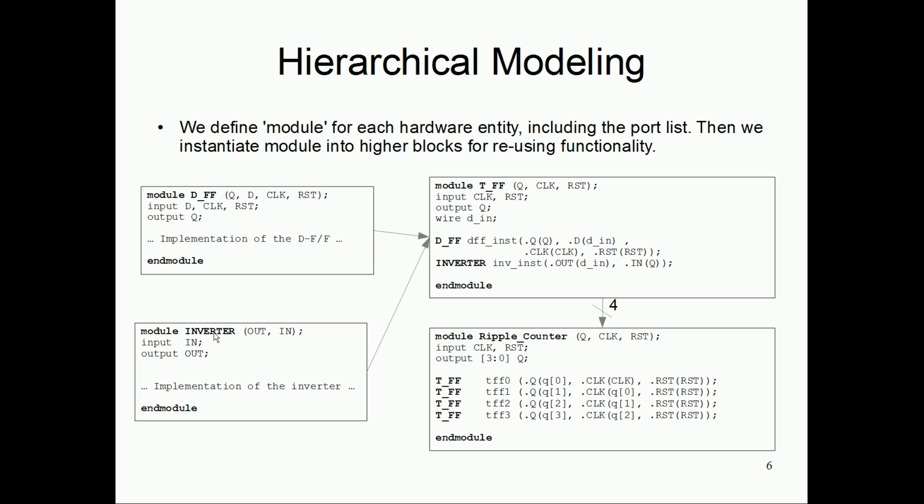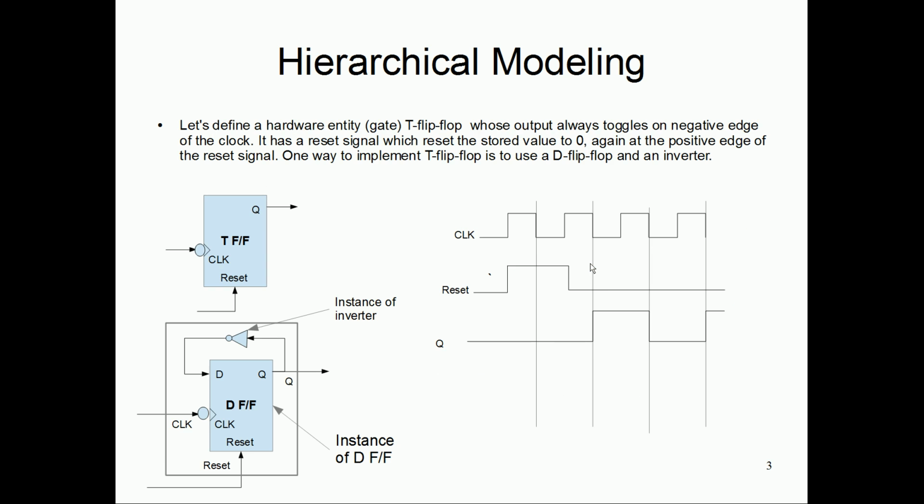Now, as far as the inverter is concerned, again we name the entity type, like inverter, and the instance name can be anything. We just choose it to be inv_inst, and then the output port is connected to D_in. That's where the connection is made. So the output port of the inverter is connected to the input port of the D, and we are connecting them internally through a wire.